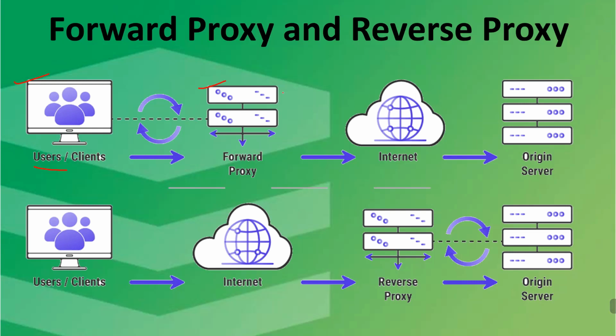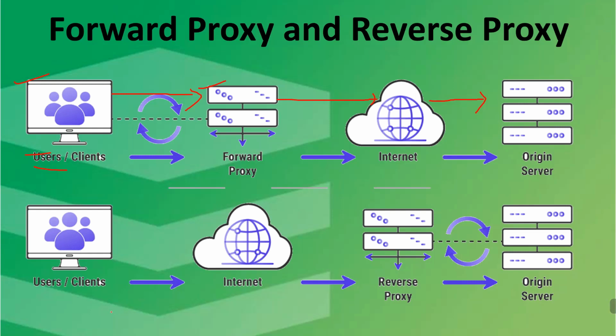When an employee wants to access a website, their web browser sends the request to the forward proxy server. So this is the user, it will first send the request to the forward proxy server. Then it is approved by the forward proxy, and then it passes to the internet. Then the user reaches the original server. So this is the simple example of the forward proxy.